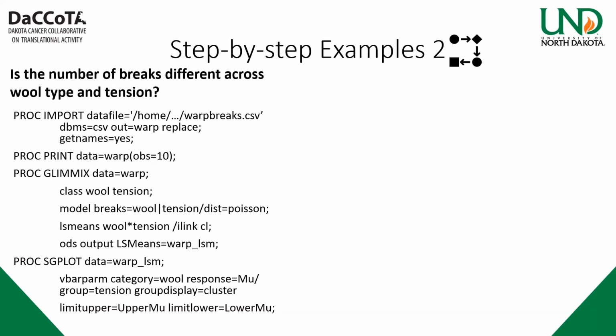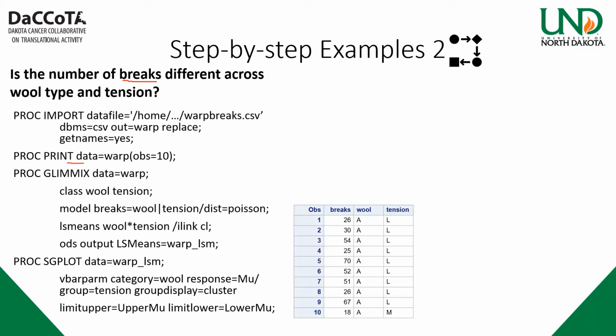Now let's take a look at Poisson regression by trying to answer our research question: is the number of breaks different across wool type and tension? So these are breaks. These are on like an automated loom. And so we'll take a look at our data here. We see we have breaks, and see these are integer values. You can think of breaks as like 0 breaks, 1, 2, 3. That's the kind of count data we're used to for Poisson.